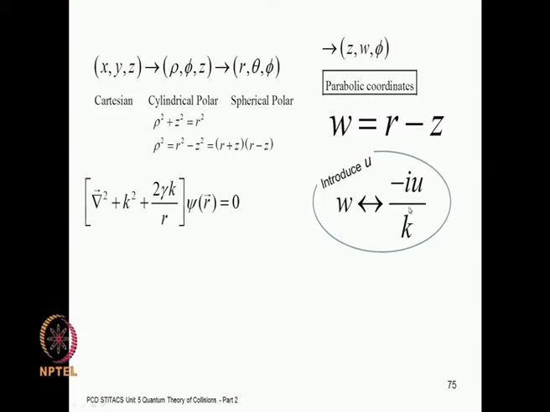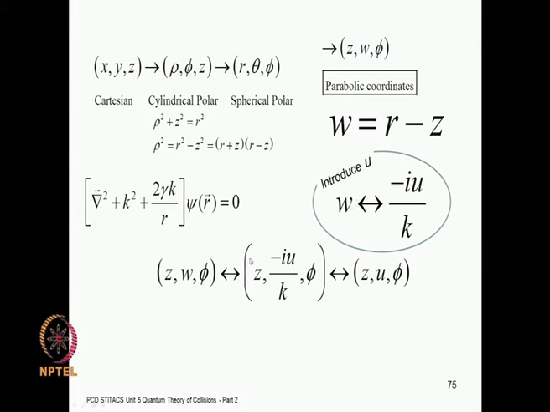Yes, you said it is independent, but omega, yeah, I am going to explain that. I am going to comment on that. It is independent, yes, it is absolutely independent. So, w is minus i u over k. The information in w and u is essentially the same, and minus i and k is just what is scaling it. So, you have a coordinate system in z, w, phi or z, u, phi, and you can express your parabolic coordinates either as z, w, phi or z, u, phi.